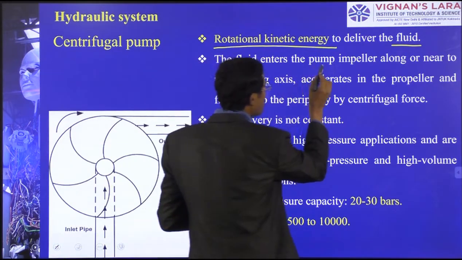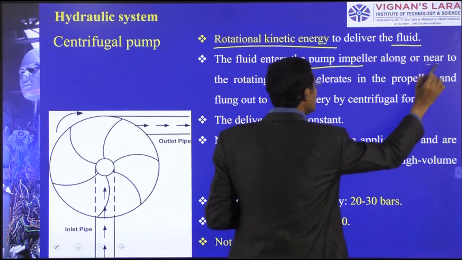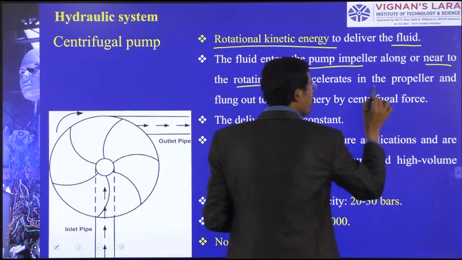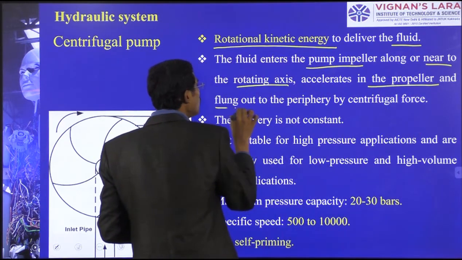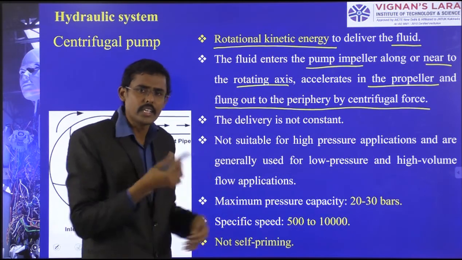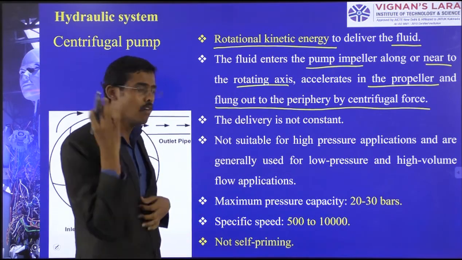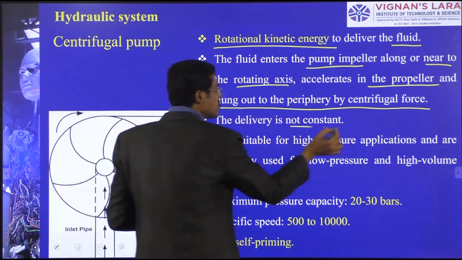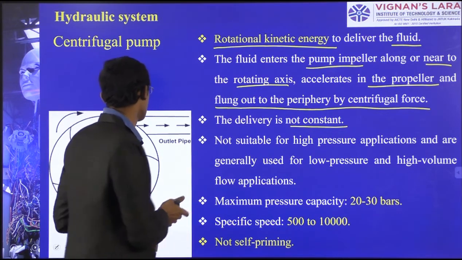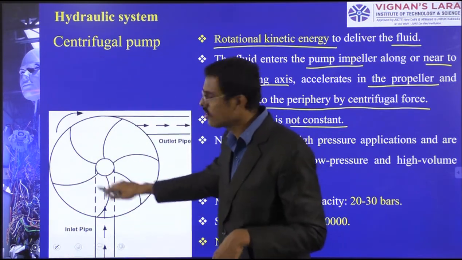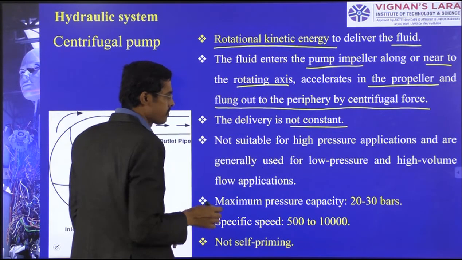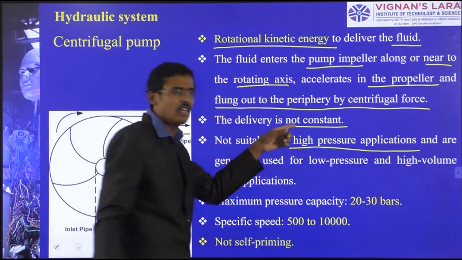So fluid enters the pump impeller along or near the rotating axis, at the center, and accelerates in the impeller and is flung out to the periphery by centrifugal force. Due to centrifugal force, it rotates and is thrown towards the outside. The delivery is not constant here, because the turbine blades or rotation cause non-uniform flow. Not suitable for high pressure applications.